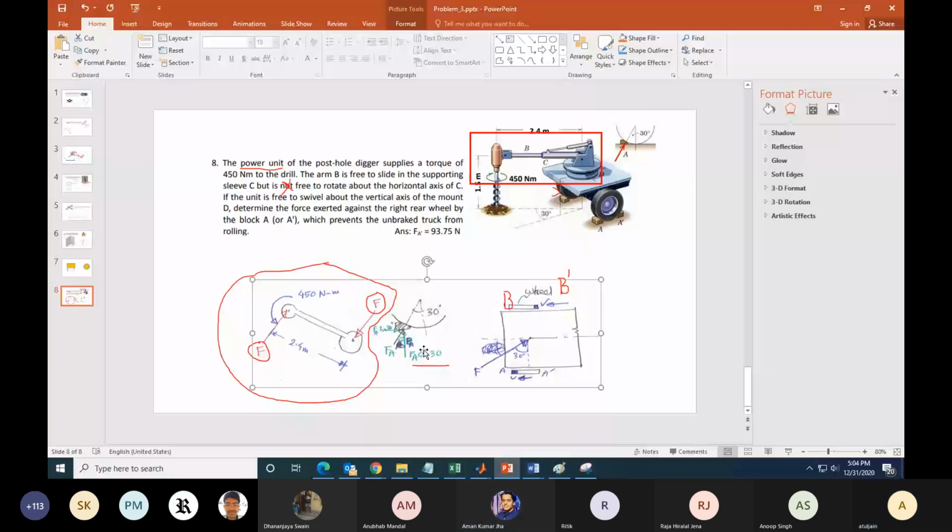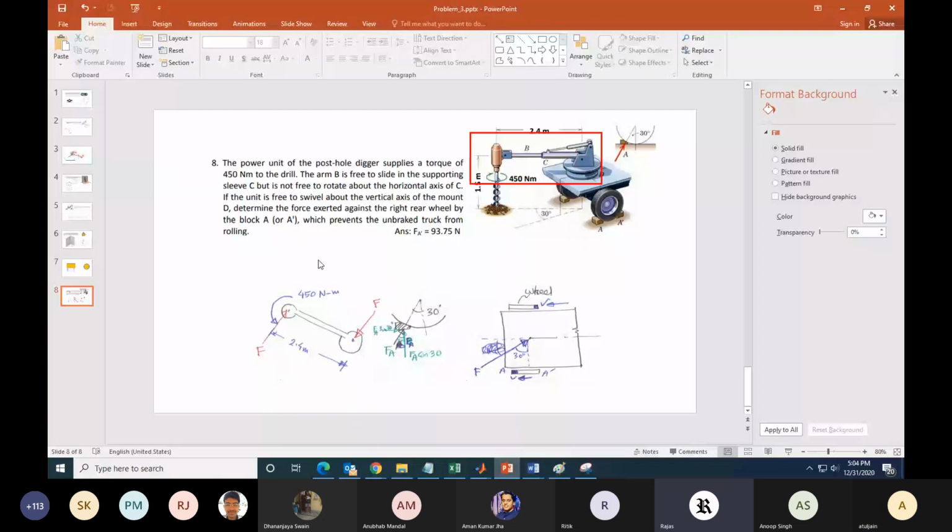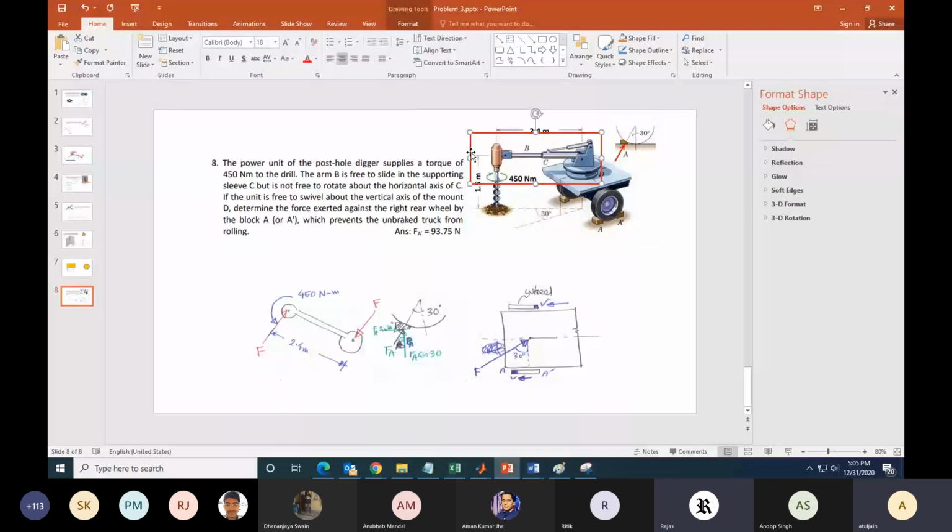Sir, excuse me, if we are applying external torque in clockwise direction, then should we not get our receiving torque in counterclockwise direction? No, I mean, you applied the torque in counterclockwise direction, the blue ink one. Yes, that is the external torque on the drill. That is the reaction which the soil is giving. Okay, got it. So this 450 Newton meter drawn in blue ink is the torque on the drill bit.